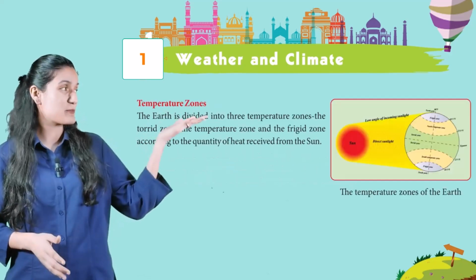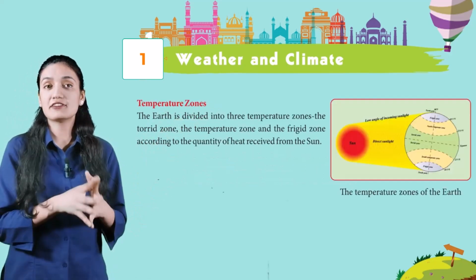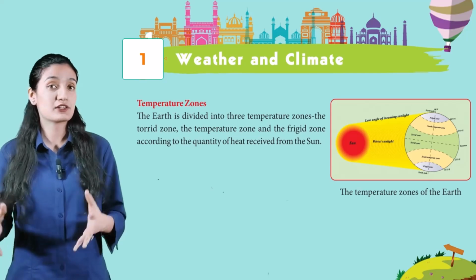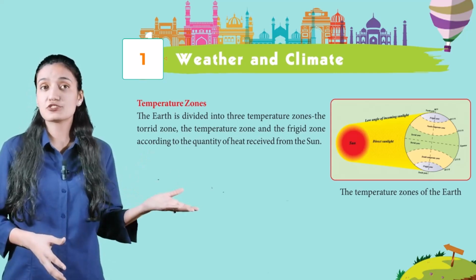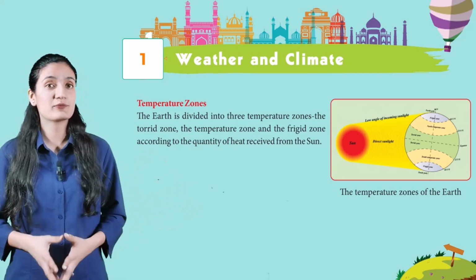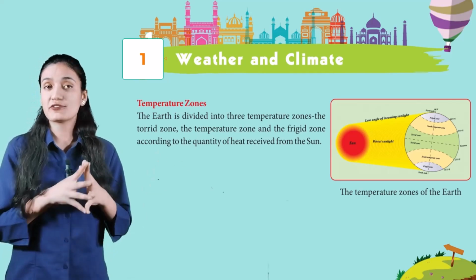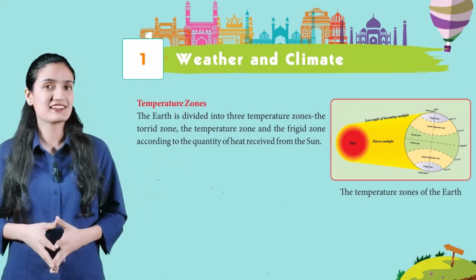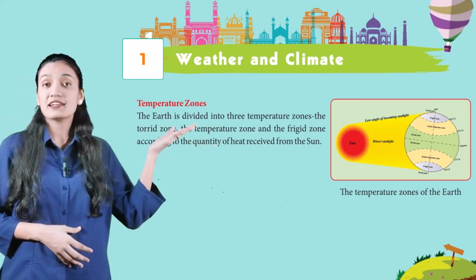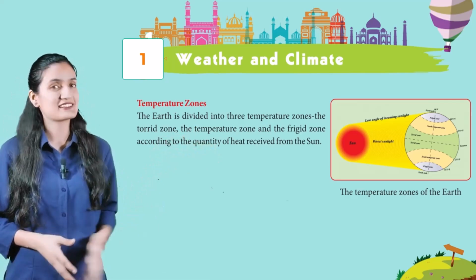Now, temperature zones. The earth is divided into three temperature zones: the torrid zone, the temperate zone, and the frigid zone, according to the quantity of heat received from the sun. Here you can see the picture, the temperature zones of the earth.